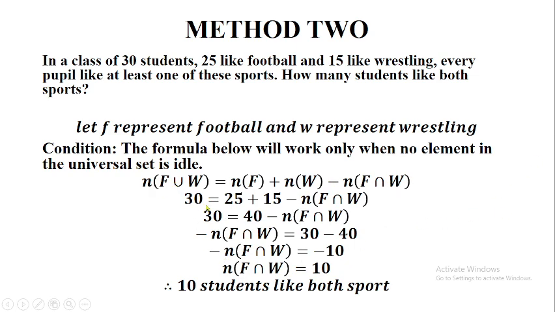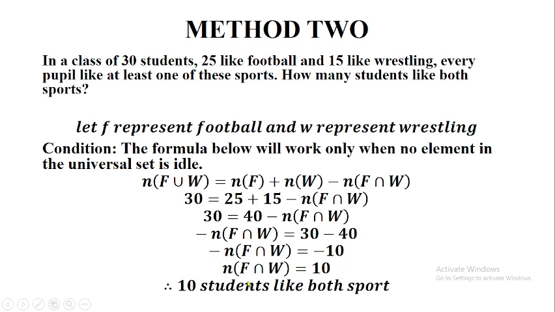So the number of F union W is 30, that is all the students in the class. The number of elements in set football is 25. The number of elements in set wrestling is 15, minus the number of elements that like both, which is F intersection W, which is what we are looking for. So we have 30 is equal to 25 plus 15 minus this. Then 25 plus 15 is 40. Then collect like terms. This one comes here, you have 30 minus 40 equals minus this. Then 30 minus 40 will give us minus 10.